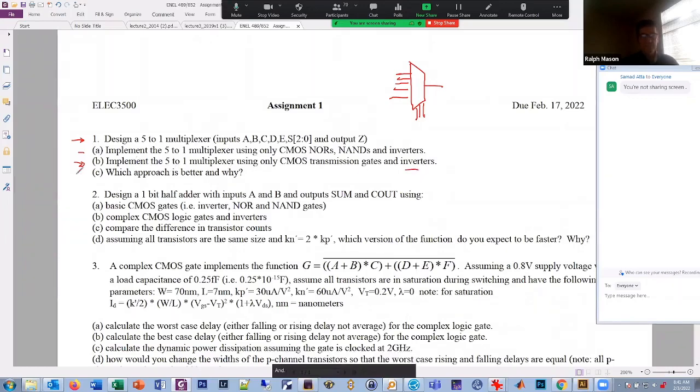And then part C is which approach is better. So I want you to tell me if one is better than the other, and why.